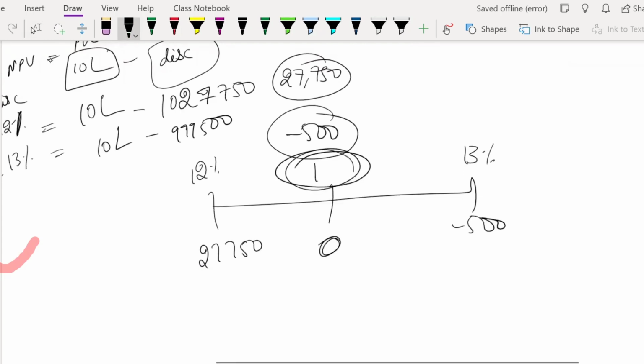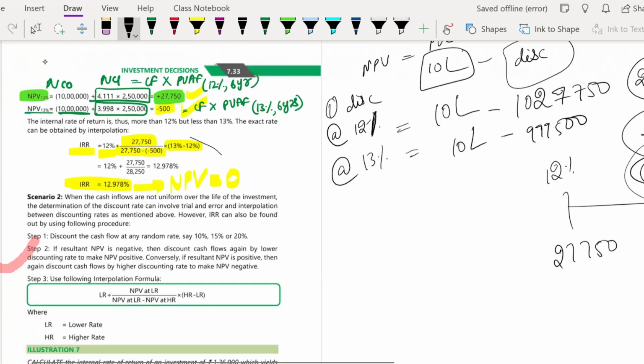So that rate will be called your IRR rate, where your NPV is 0. Okay, so now how do you find out IRR? We have read the formula. Using that formula, I found out the IRR, which is 12.978%.